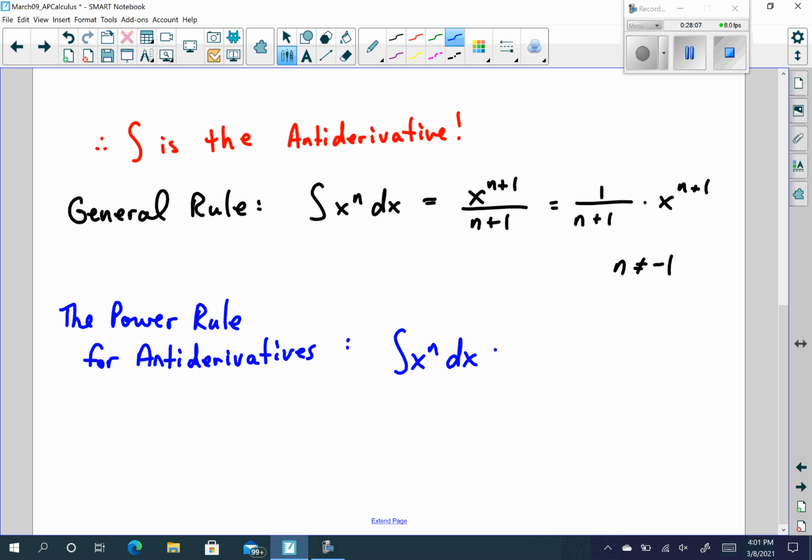Now we also want to just show that plus c. So this is going to be x to the n plus 1 over n plus 1 plus c, as long as n is not equal to -1. Because depending on the function we're given, we can't always use this power rule. If it's not of the form x to the n, we can't use this power rule.